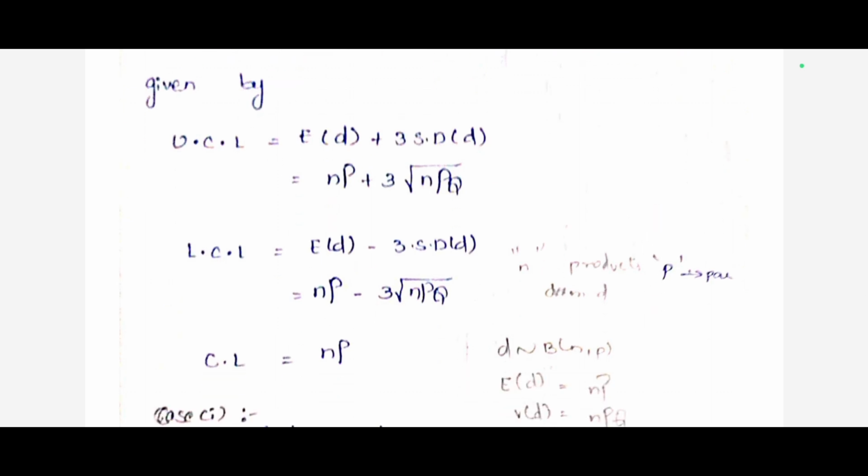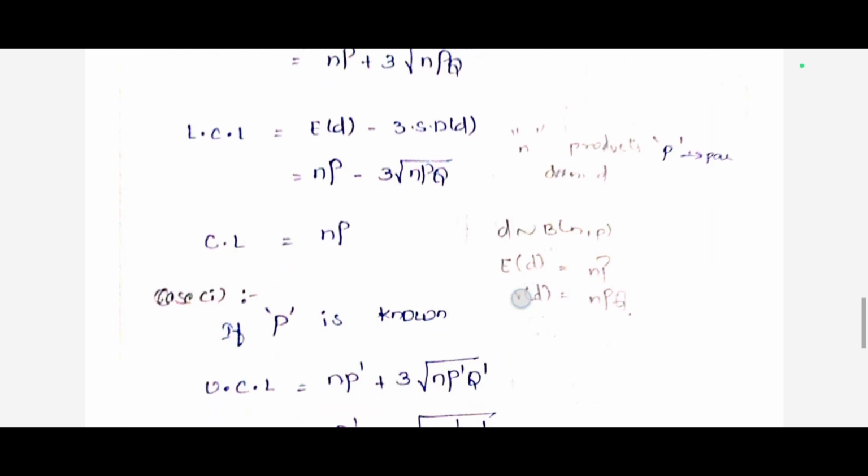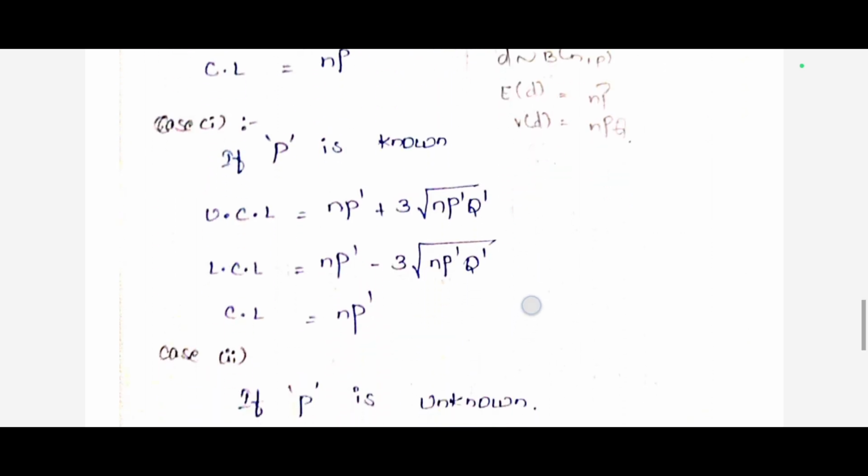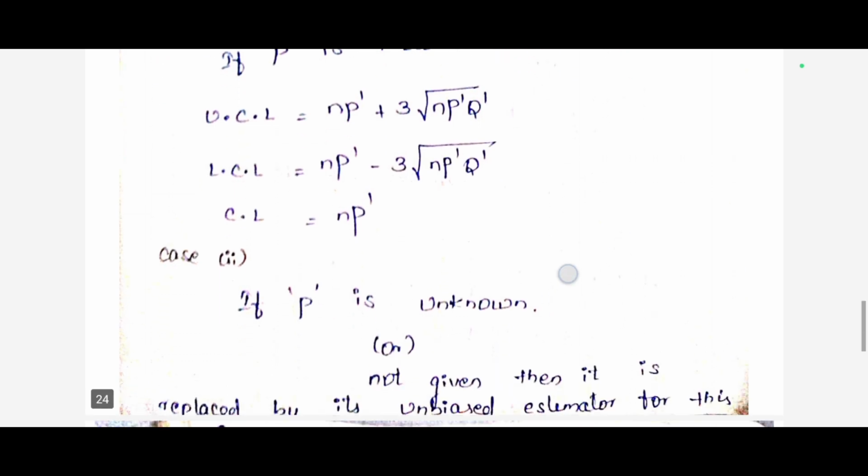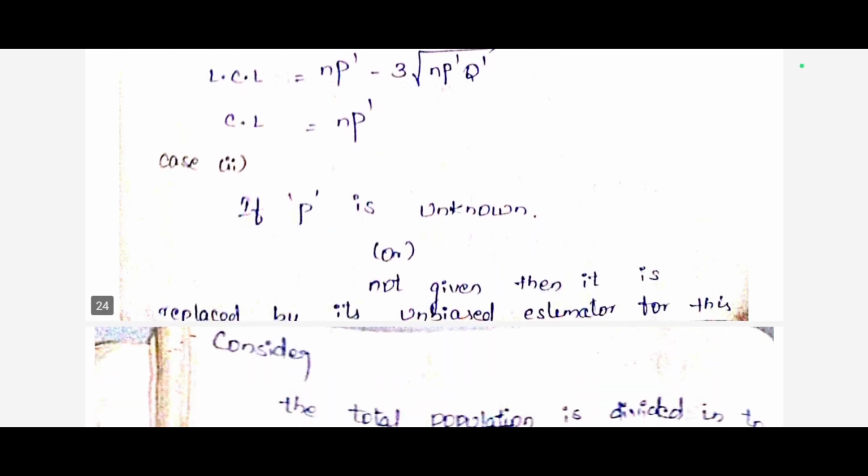So the number of defective products: UCL is np plus 3 into under root of npq, LCL is np minus 3 into under root of npq, and CL is np. Here in case 1, if p is known, then you can put it directly in the solution. Case 2, if p is unknown, then it is not given.